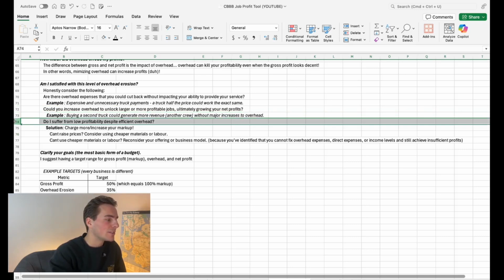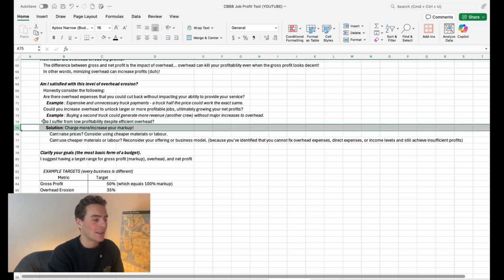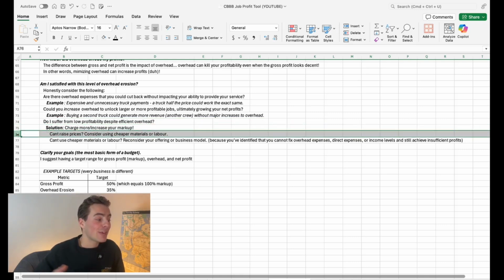The third one: do I suffer from low profitability despite efficient overhead? That is, your overhead costs are under control and yet you're still just not profitable? Well, the solution would be to charge more or increase your markup. And you might be thinking, well, I can't raise prices. In that sense, your overhead's already maximized and your target market isn't flexible. Your customers aren't flexible on the price. So you're going to have to consider how to make your projects cheaper. That is maybe cheaper labor or cheaper materials.